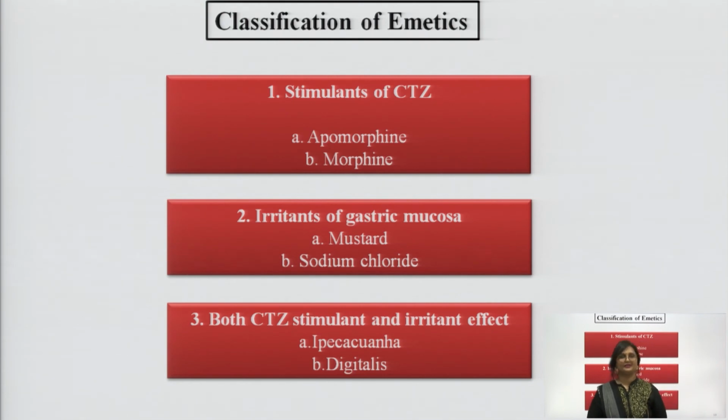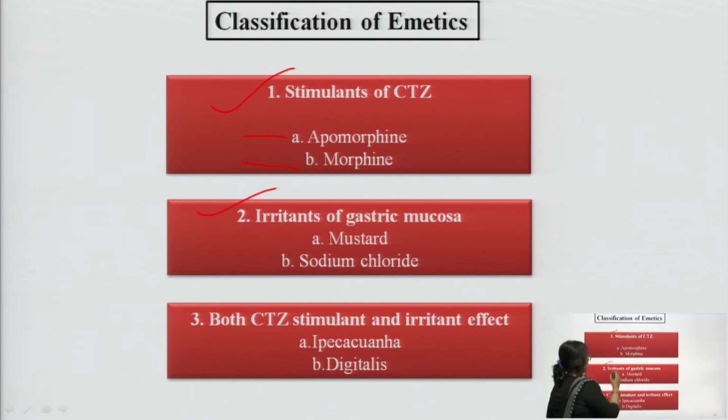Now, we shall see the classification of emetics. Emetics are classified into stimulants of the chemoreceptor trigger zone, for example apomorphine and morphine. The second category is irritants of gastric mucosa, that is, they cause irritation to the mucosal membrane of the gastric layer. Example, mustard and sodium chloride.